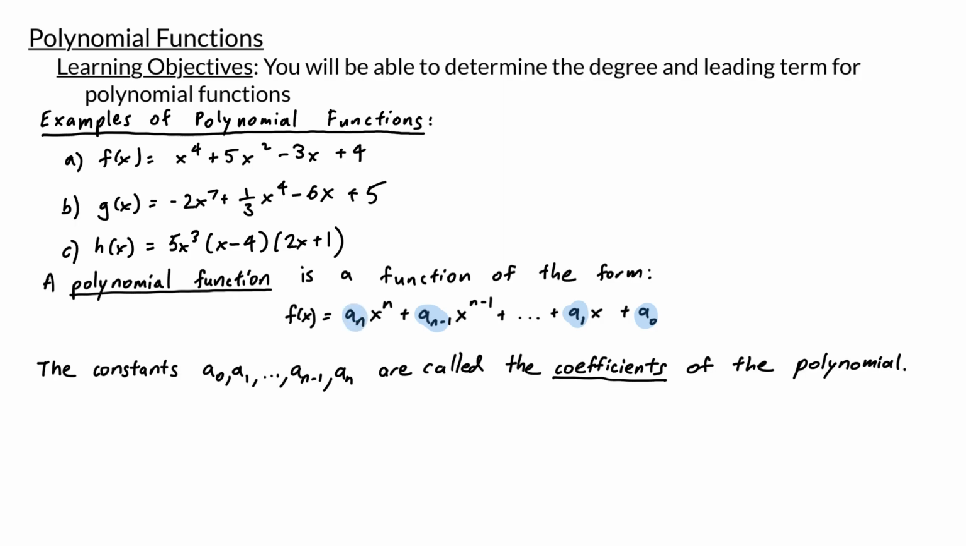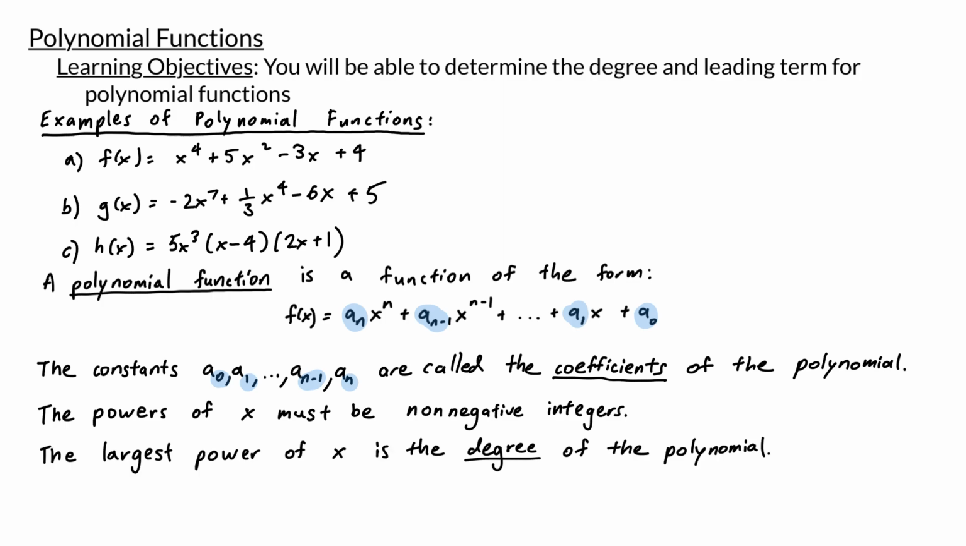These constant multiples are what we call the coefficients of the polynomial. We use the subscripts 0, 1, n minus 1, and n to indicate which power of x our constant is multiplied to. One thing to note about polynomial functions is that the powers of x are always non-negative integers. So you'll never have a negative exponent or a fractional exponent.